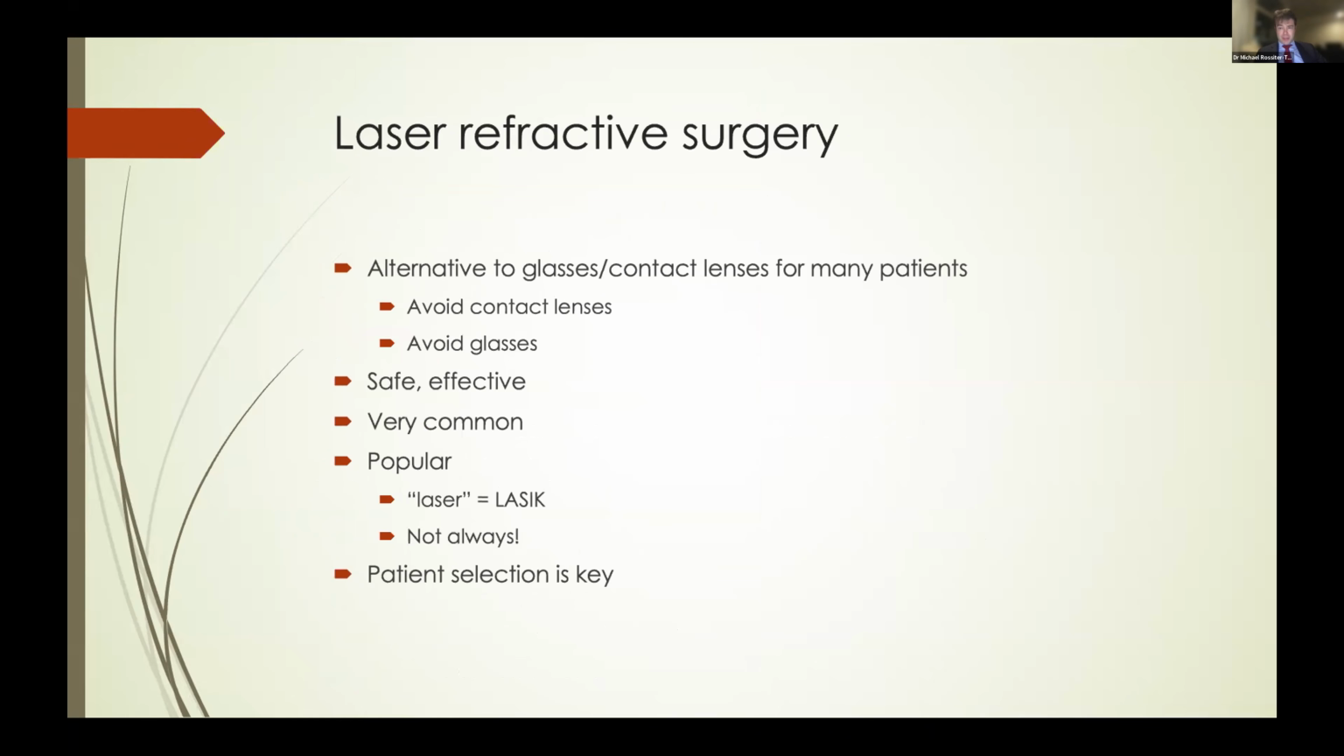It is safe, effective, and it's also very, very common. And for this reason, it's entered the popular consciousness. There are many lasers that we use in ophthalmology, retinal lasers, lasers for pressure. But when you mention laser to a patient, they assume that you're talking about LASIK. So when we are talking about these other types of lasers, we often need to differentiate them and say that this laser will reduce your pressure or will fix a retinal tear, but it will not reduce your need for glasses. But the key thing with this is selecting the right patients.